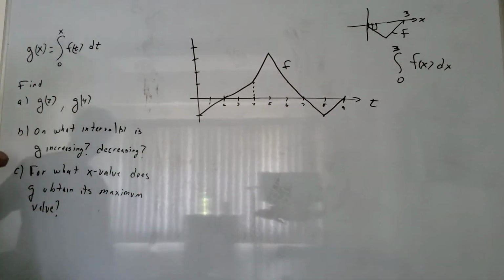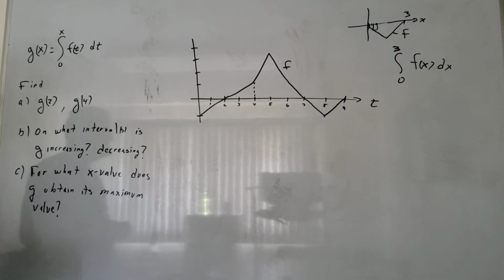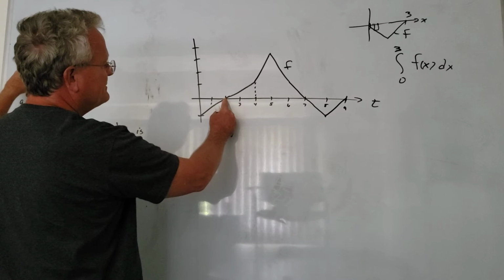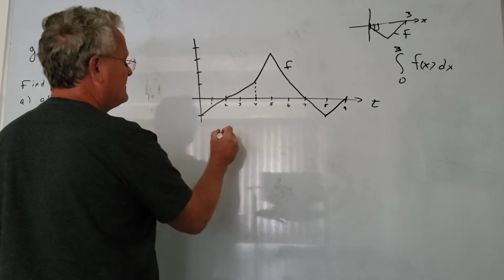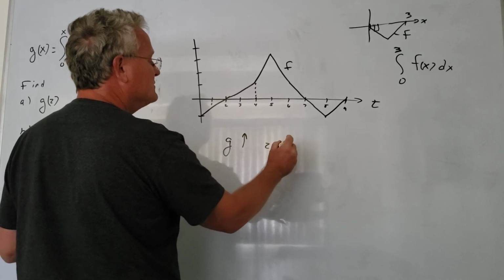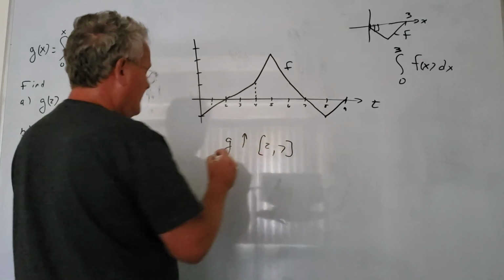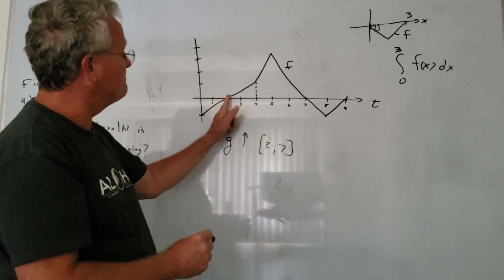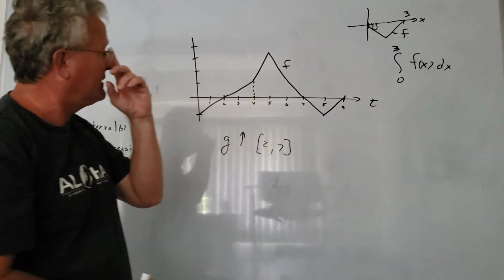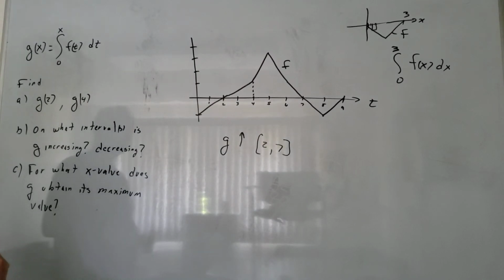Now let me go back to B. On what interval is g increasing? Well, very similar, it's increasing from 2 to 7. So g is increasing on the interval 2 to 7, yeah? And again, that's because from 2 to 7, we're adding positive numbers, yeah? So that's why it's increasing.